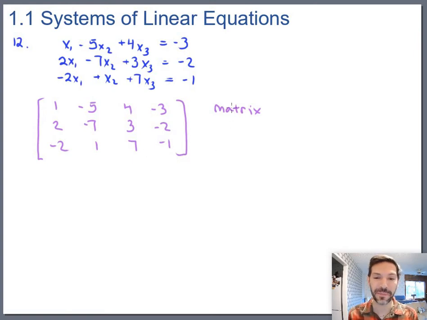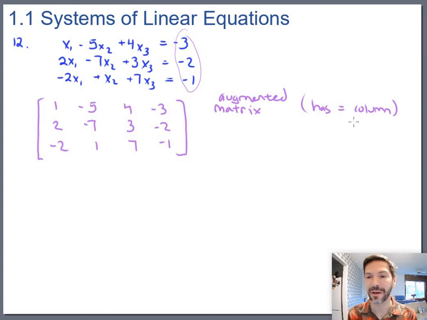So matrix has a couple words that go with it. What we have right here is actually an augmented matrix. The reason we call it an augmented matrix is it has this column, this -3, -2, -1 column, the equal sign column. That's an augmented matrix. It has the solutions. There will be times when we only care about the left side of the equal signs. So if we ignored this last column right here and just had that much, that would be called the coefficient matrix. I know, mathematicians, so creative.